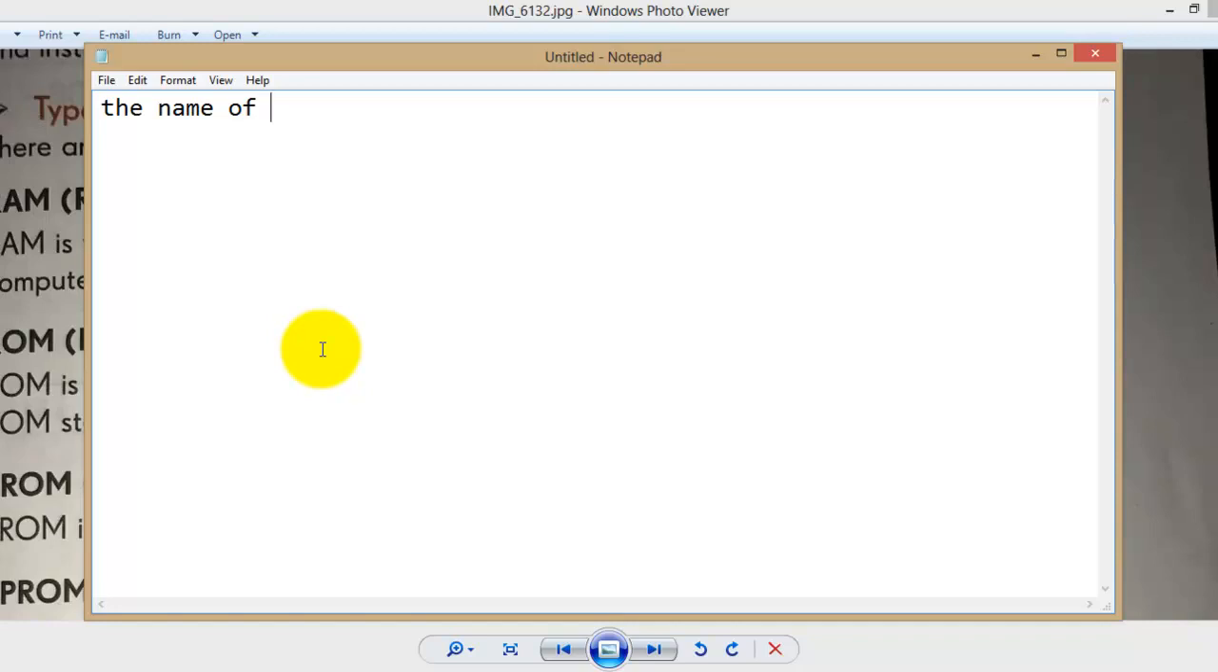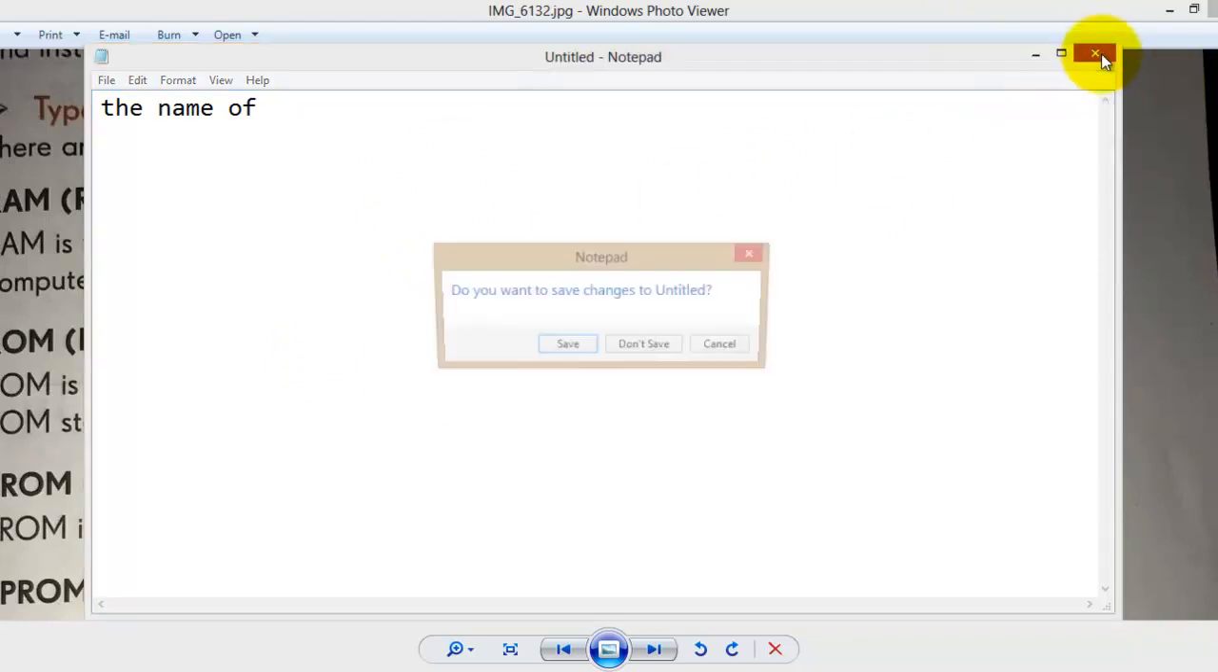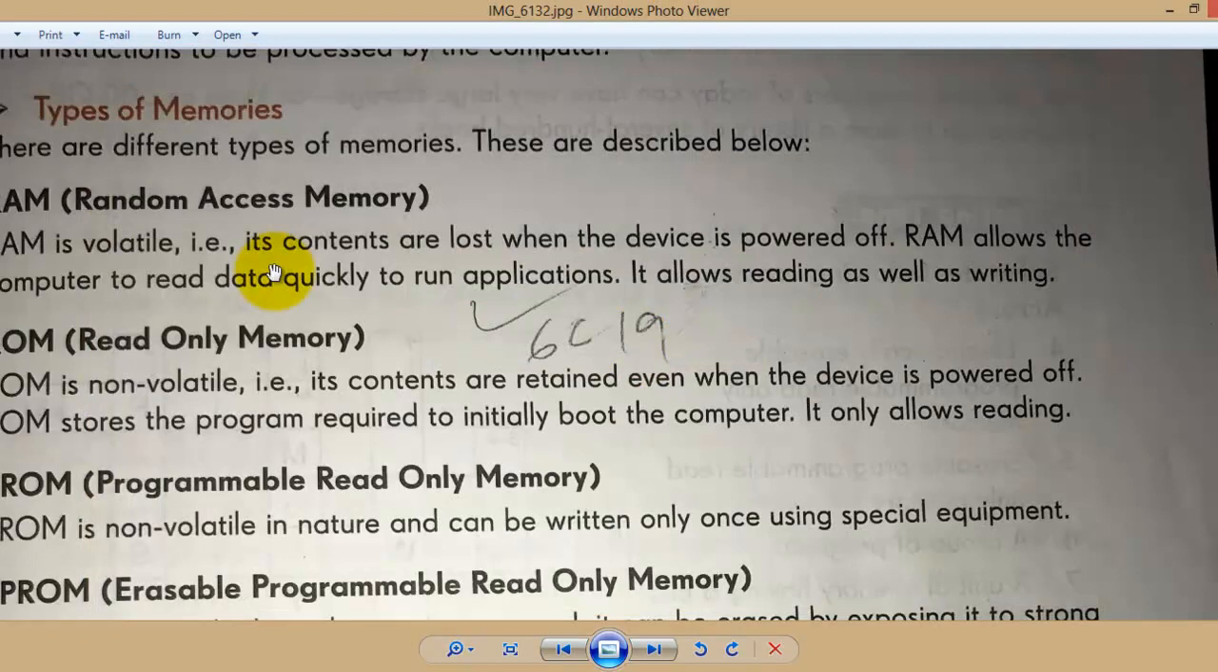So if you want to save it, then you have to save it in secondary memory. Now I don't want to save it, so while you are typing like this, it's being used in RAM. So this allows reading as well as writing. RAM is for multitasking simultaneously. If you have a big memory in RAM, you can access bigger applications and all.